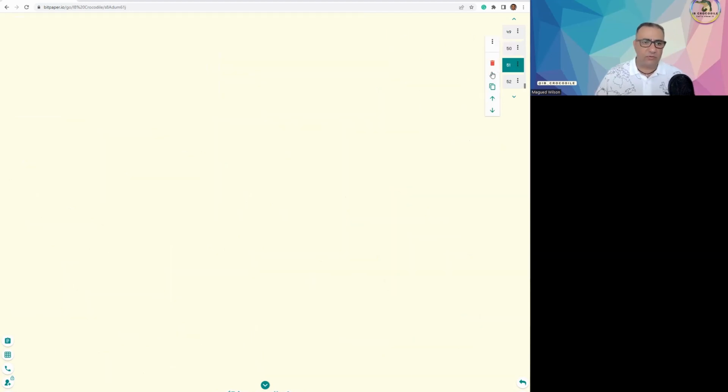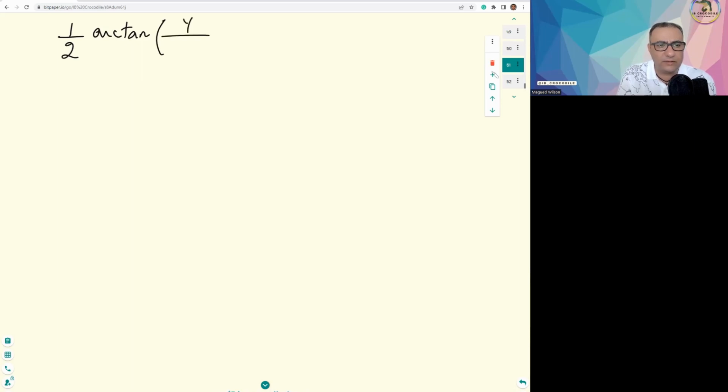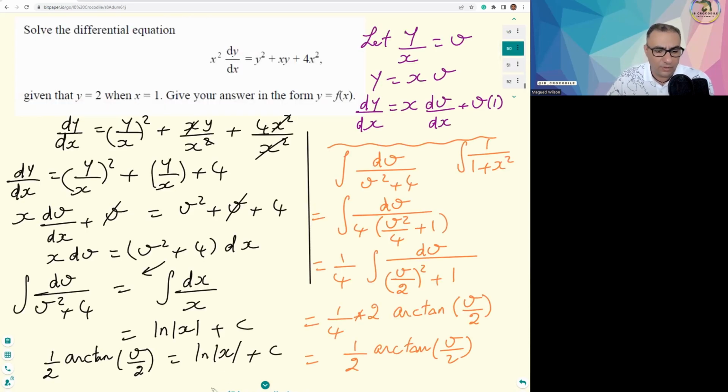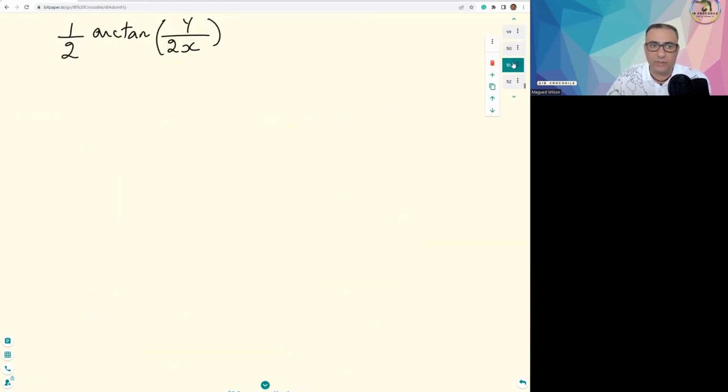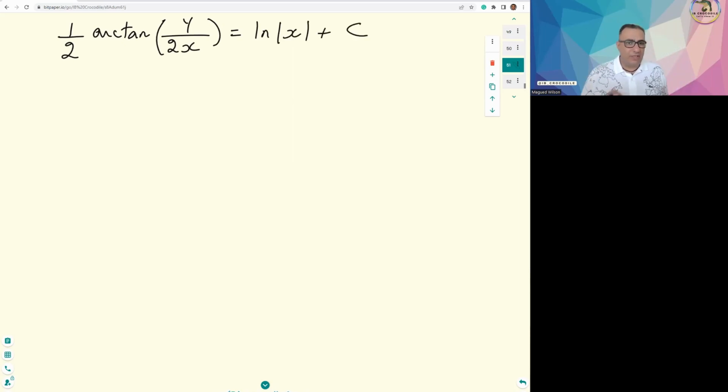So let me do that. I'm going to continue here. So we have 1/2 times arctan of v over 2. Now v is going to be y over x over 2, so basically y over 2x, right? Like y over x over 2 equals ln absolute value of x plus c.